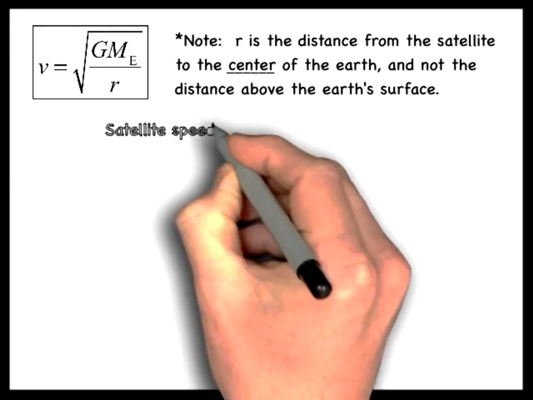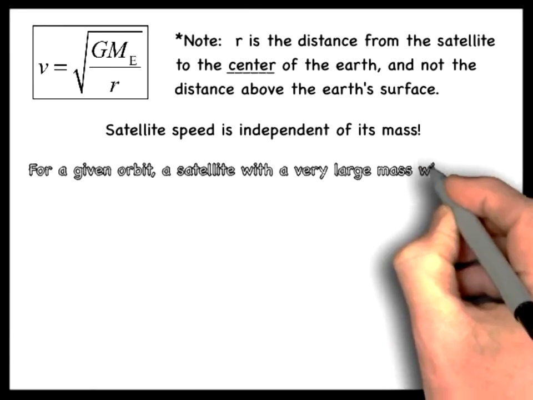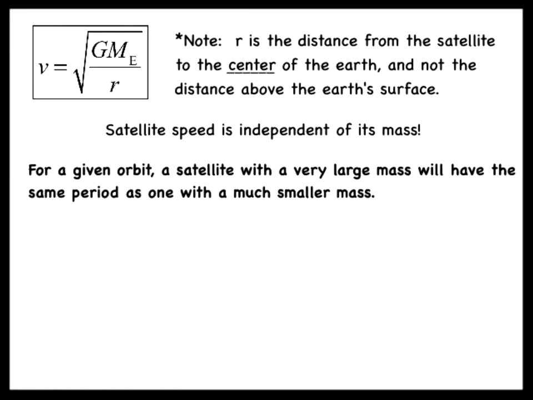Notice that the mass of the satellite does not appear in the expression for its speed. Therefore, for a given orbit, a satellite with a very large mass will have the same orbital speed as a satellite with a small mass. However, it will take a lot more effort to put the larger mass satellite into orbit.